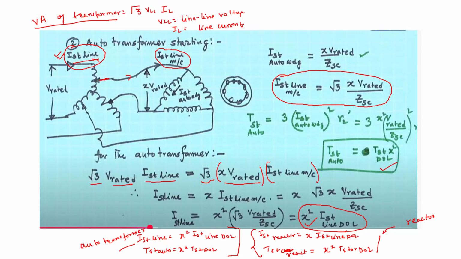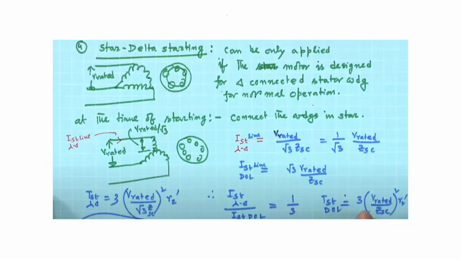So now let us see another method. The other method is star delta starting. As I said, in star delta starting, first of all, this can only be applied if the motor under normal operation runs in delta connection. That is the one thing.